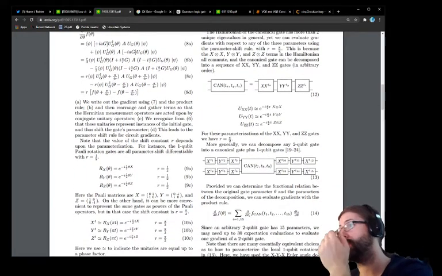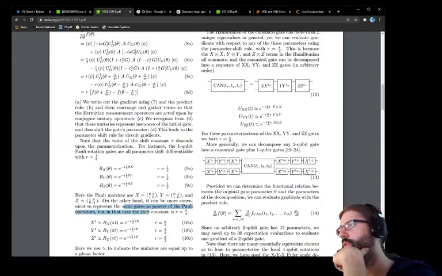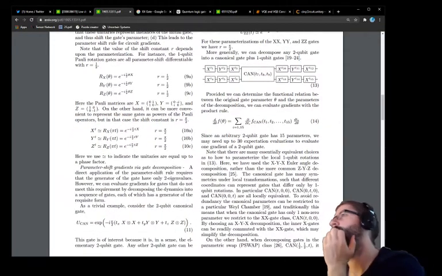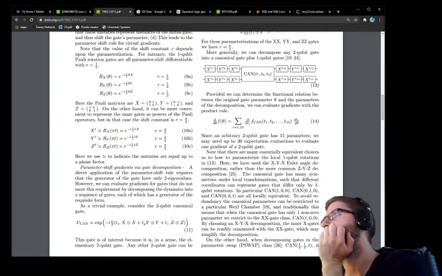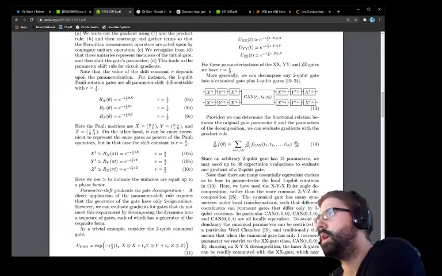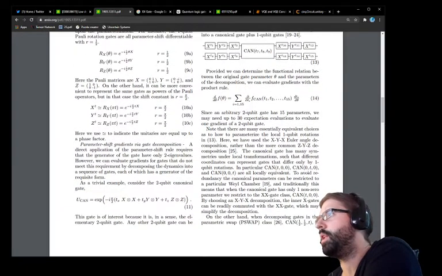Here are the Pauli matrices. On the other hand, it can be more convenient to represent the same gates as powers of the Pauli operators. But in that case, the shift constant is pi divided by 2. Okay. How do you find that, though? How do you find the shift constant? I don't know.